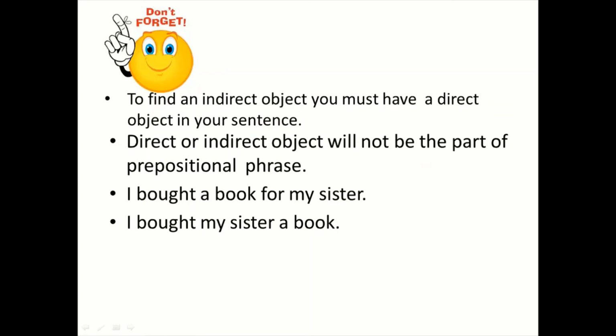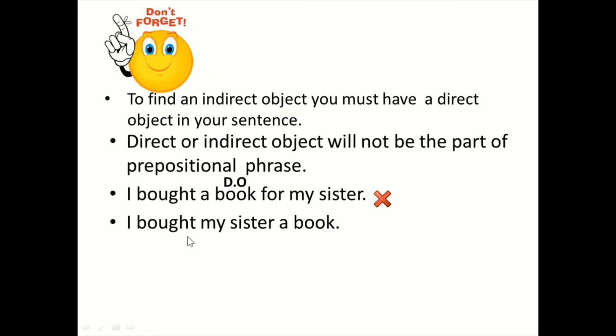Here you have to remember one thing, that to find an indirect object you must have a direct object in your sentence. A direct or indirect object will not be part of a prepositional phrase. You have two examples here. I bought a book for my sister. I bought what? A book. A book is the direct object. Is my sister an indirect object? No.